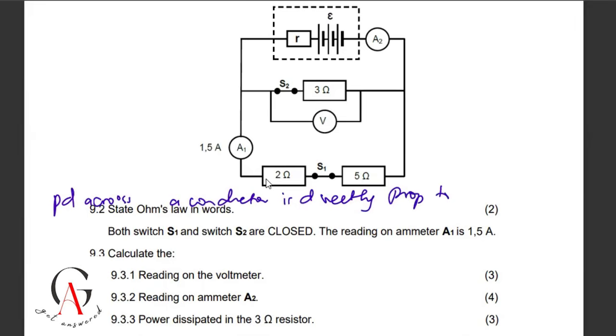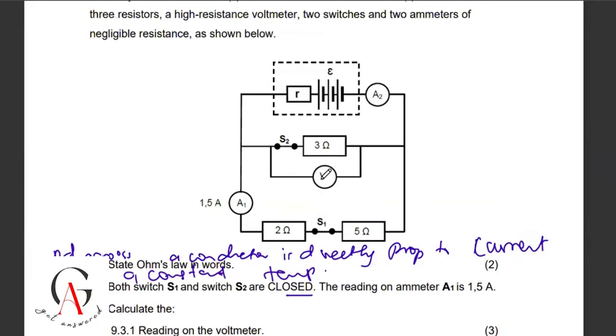Is directly proportional to the current, at a constant temperature. Then switches S1 and S2 are closed, as we can see, and the reading A1 is 1,5 amps. Calculate the reading of the voltmeter.